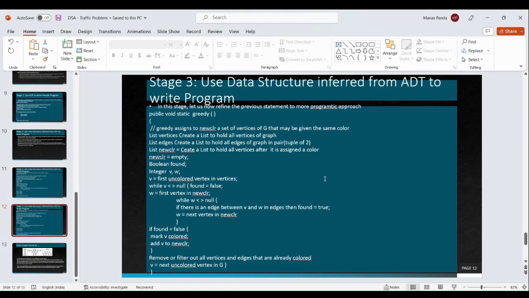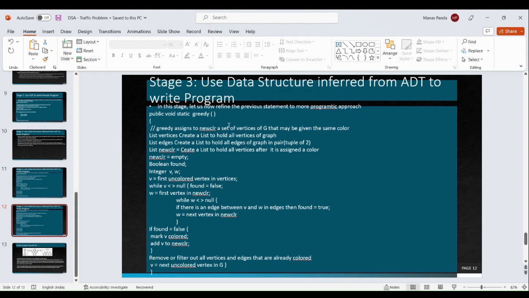Okay, in the previous video we discussed how the data structure is implemented from the ADT, and we tried to write a pseudo program using a programming language, something related to Java. We tried to write the program and enhance it as well. We put some code around here and tried to bring more refinement into this program.